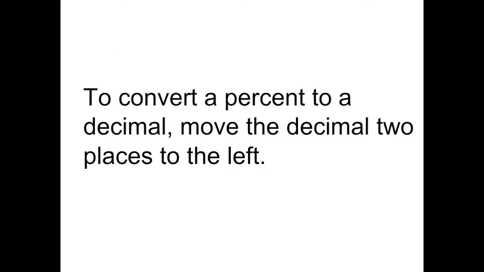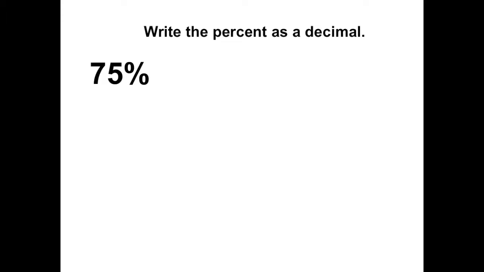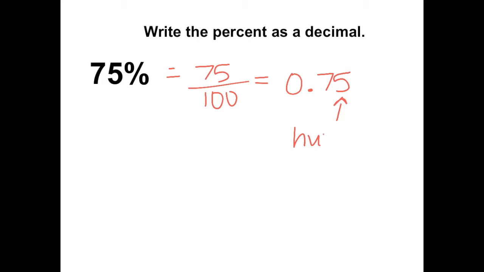To convert a percent to a decimal, move the decimal 2 places to the left. Write the percent as a decimal. 75% is equal to 75 over 100, which is 75 hundredths, with the 7 in the tenths place and the 5 in the hundredths place.